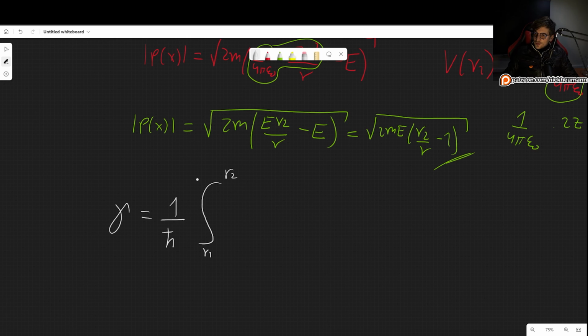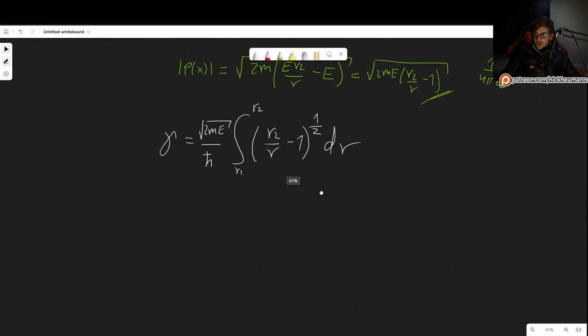So square root of 2me, which we can pull outside of the integral. So right here, square root of 2me. And then inside we have (r2 over r minus 1) inside a square root, so to the power 1/2, dr. So now we need to solve that integral. So let me call this I1 and solve it here without having to worry about all of the constants. And then of course we will plug it back in. So (r2 over r minus 1) to the 1/2 dr.